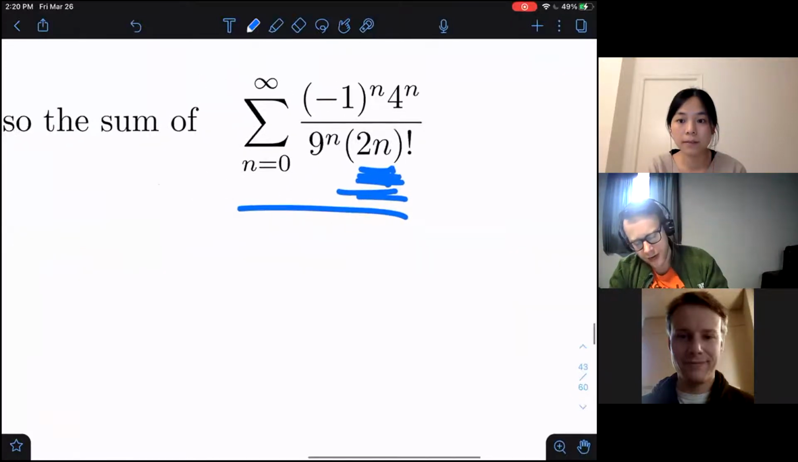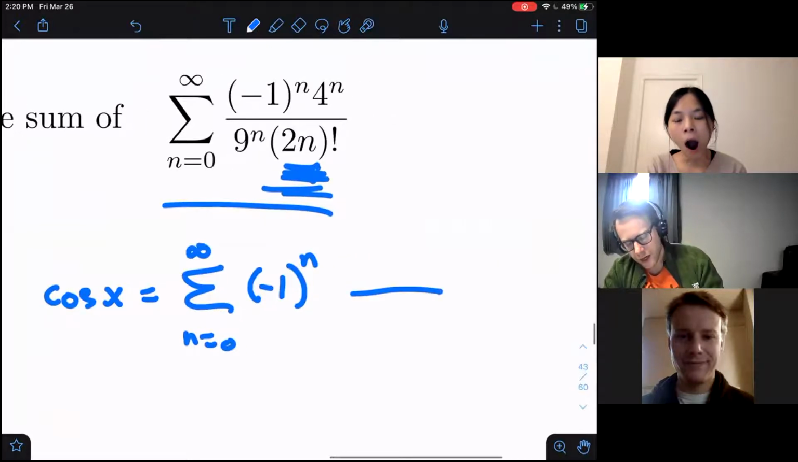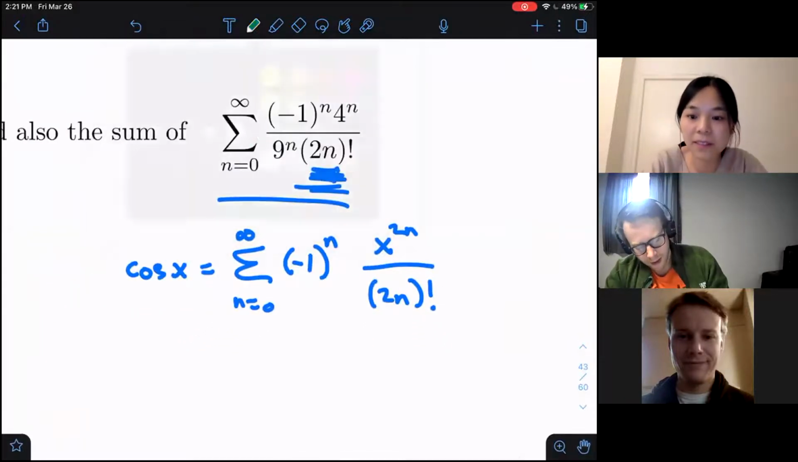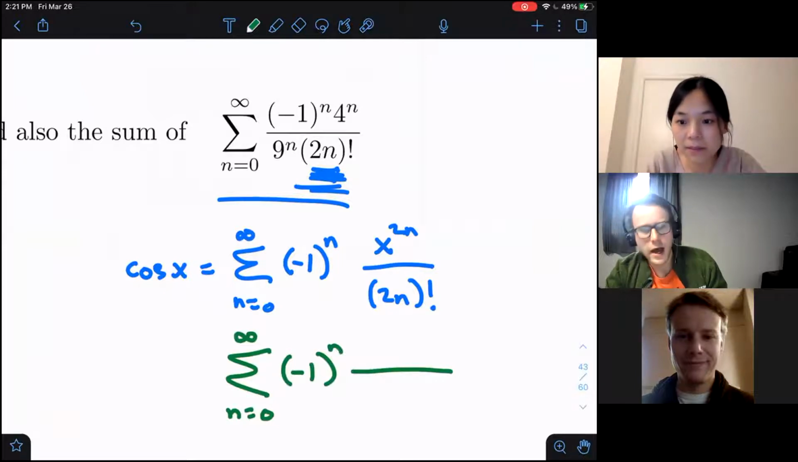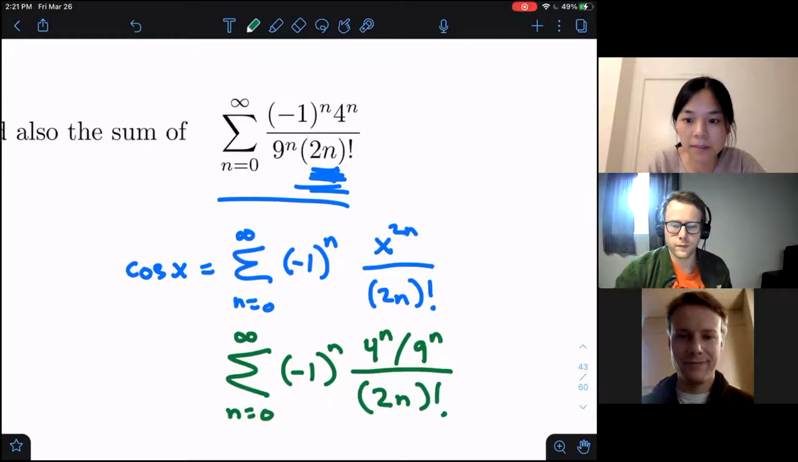And so remember, cosine of x looks like this. Cosine of x is summing up from n equals 0 to infinity of, it's an alternating thing. And then you have x to the 2n divided by 2n factorial. So my problem here, we have summing up. Let's leave the alternating piece out here. And then we have 4 to the nth power divided by 9 to the nth power divided by 2n factorial.